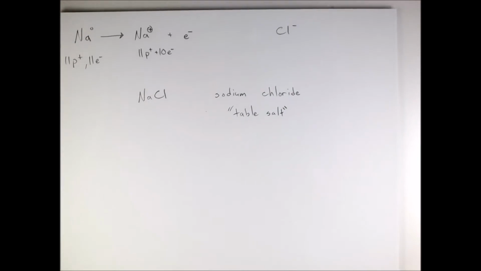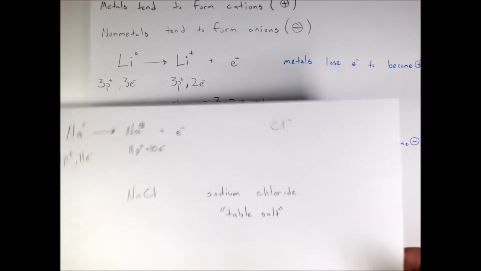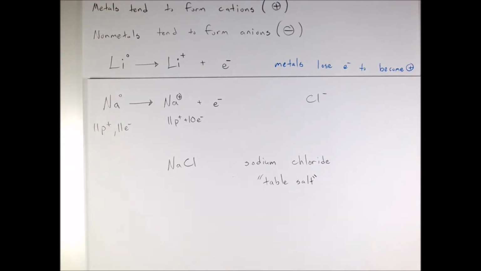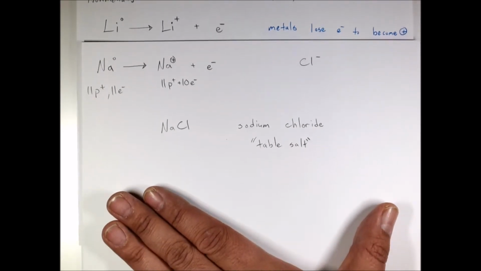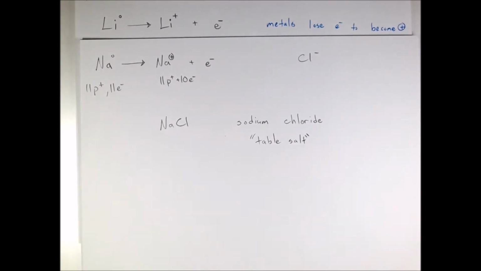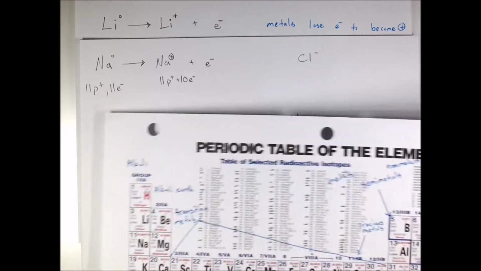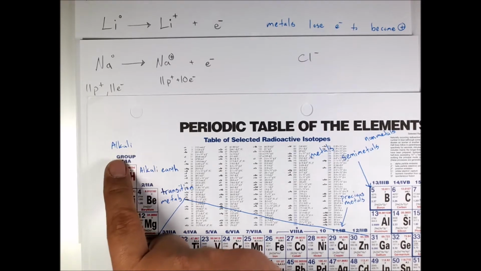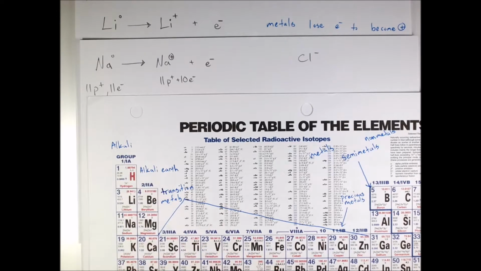Let's compare sodium and lithium real quick and see if we can come up with some trends here. Do you notice anything similar between the two? They tend to make the same charge, didn't they? They both become +1. And if you take a look at the periodic table, where are they in relative position to each other? They're in the same family, right? They're both alkali metals. So it turns out that we can actually use the group numbers to predict what the charges are going to be.